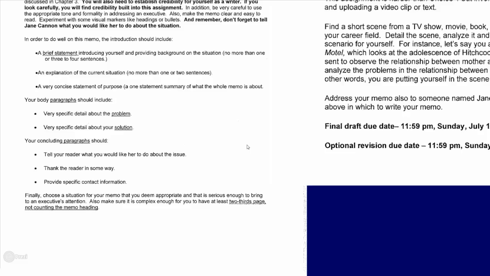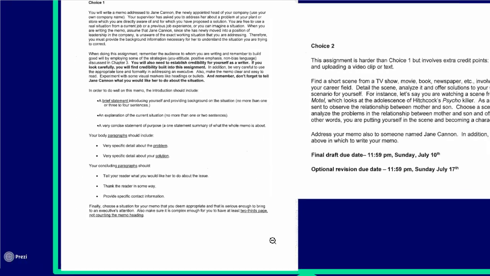Your memo should be at least 2/3 of the page, not counting the heading. So keep that in mind and think about the organization I have laid out for you here.